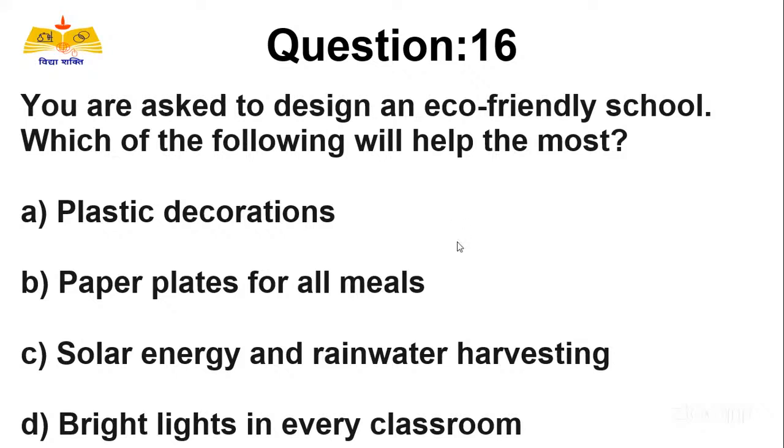So, question number 16 is, you are asked to design an eco-friendly school. Which of the following will help the most? A. Plastic decoration. B. Paper plates for all meals. C. Solar energy and rainwater harvesting. D. Bright lights in every classroom.